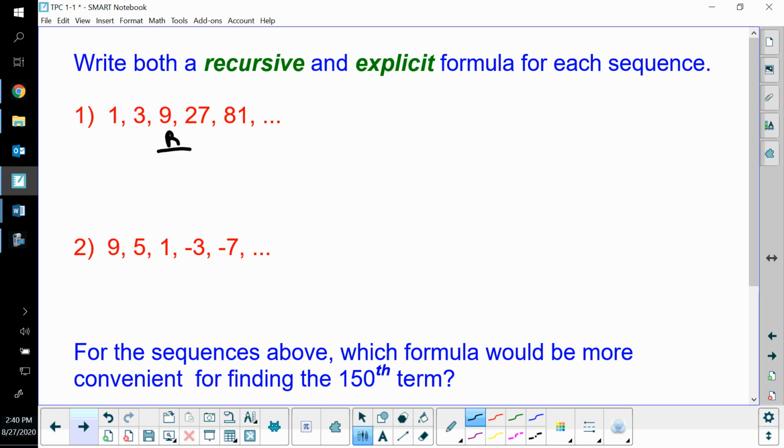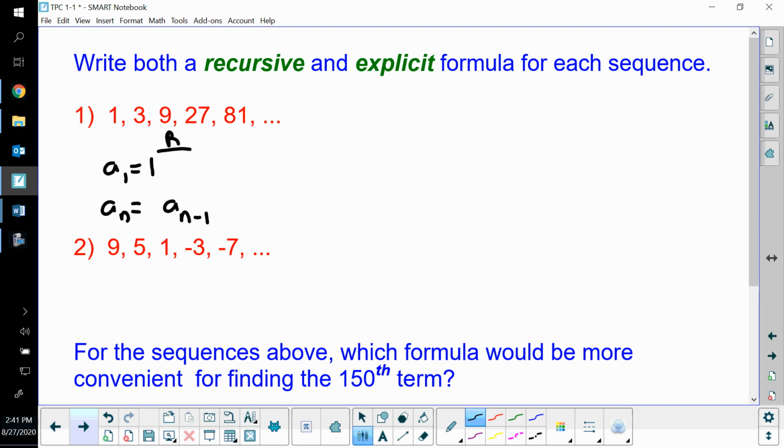So we'll start out with a recursive. A recursive formula, you always tell what the first term is. And then you always say an equals and have an minus 1. And I always like to leave a little space in front just because we could end up multiplying by something.